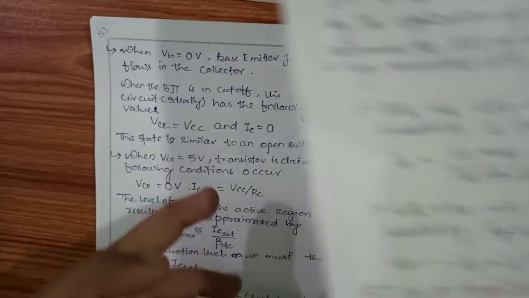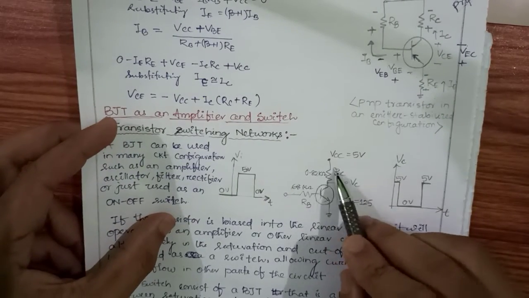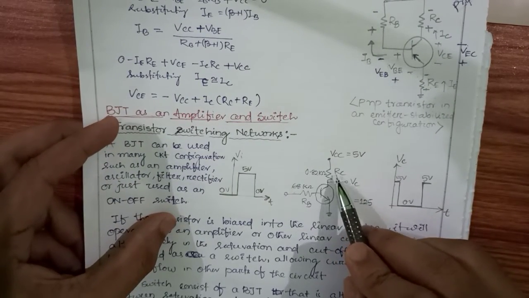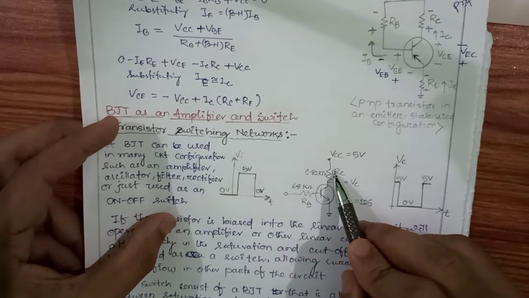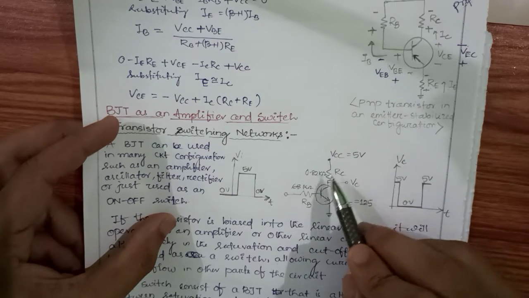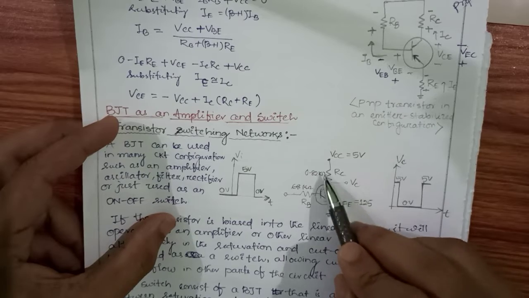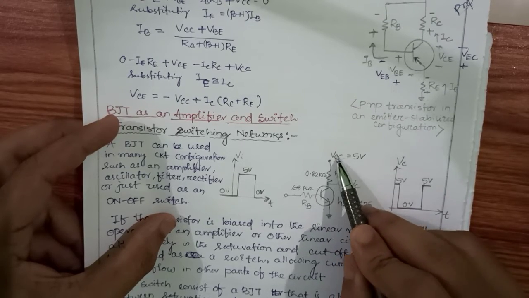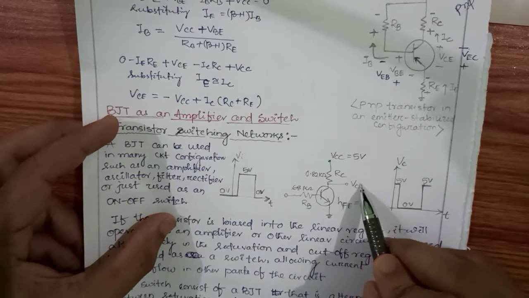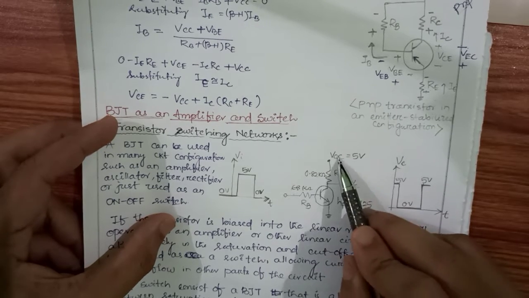As our IC is 0, what will we drop across this resistor? ICRC, that will be 0. Yes or no? As our IB is 0, IC is 0. IC equals beta IB. IB is 0, so beta times 0 means IC is 0. IC 0 means ICRC is also 0. So VCC minus 0 voltage. Then what will remain at the output? At the output, I will get my VCC.